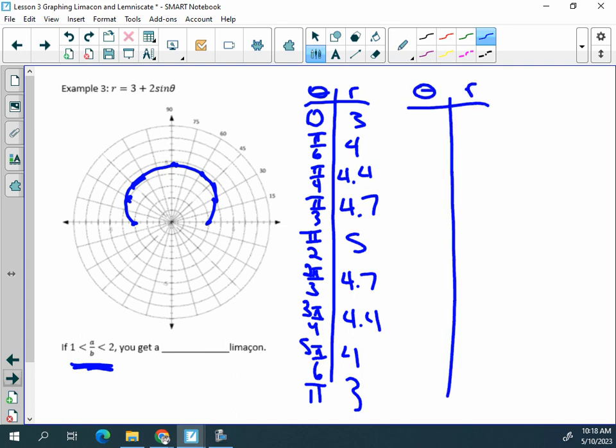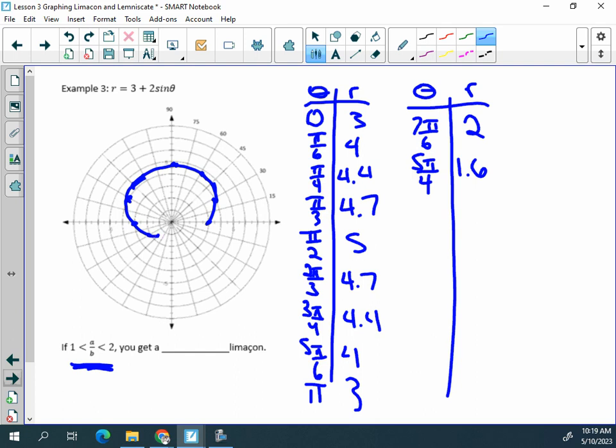So if we plug in 7 pi over 6, sine of 7 pi over 6 is negative 1/2, times 2 is negative 1, plus 3 is 2. So 7 pi over 6 is 2. Okay, 5 pi over 4, sine of that's negative square root of 2 over 2, times 2 is negative square root of 2, plus 3 is about 1.6.